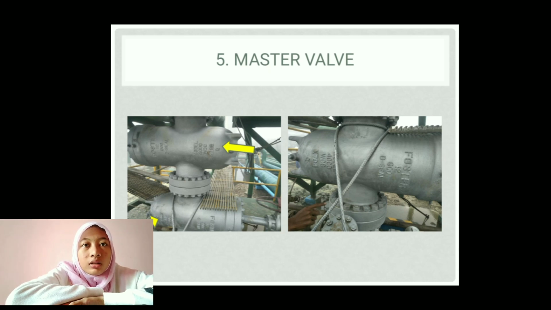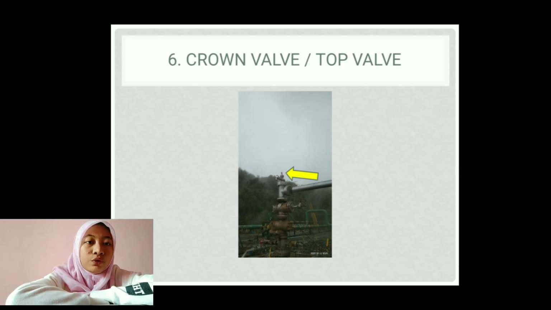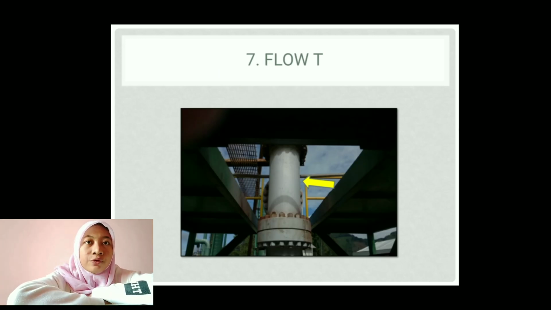Number 6, crown valve or top valve. Top valve or service valve is used for well maintenance purposes, measurement of pressure and temperature, and well locking. Number 7 is flow-T. Flow-T serves to direct the fluid flow to the separator through a two-phase flow pipe.